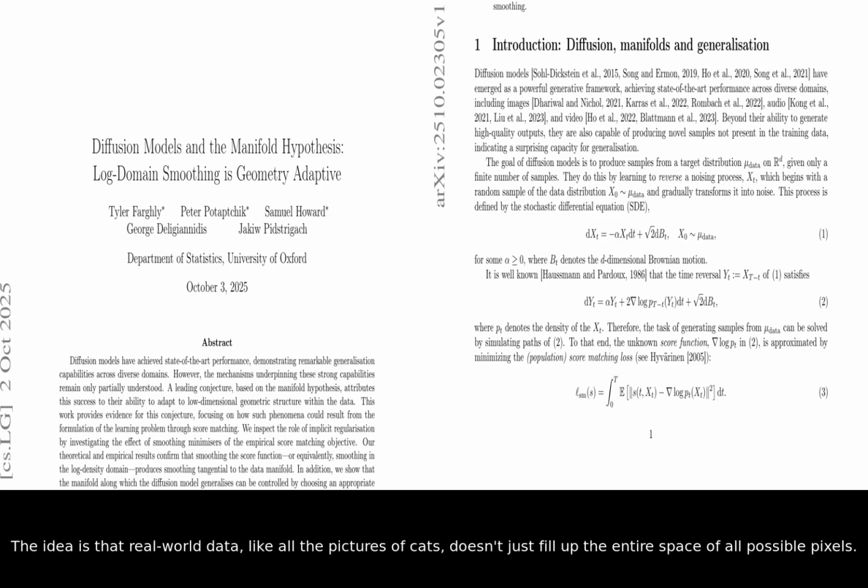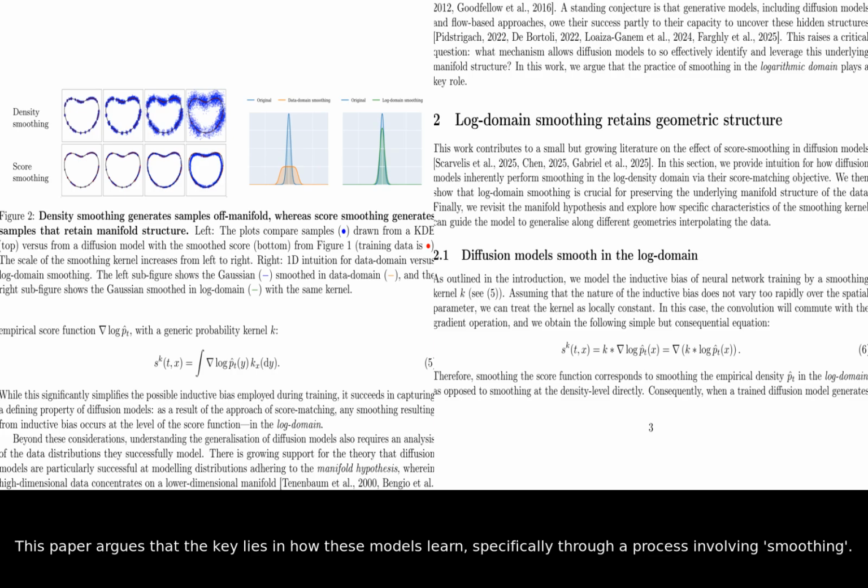The idea is that real-world data, like all the pictures of cats, doesn't just fill up the entire space of all possible pixels. Instead, this data lives on a hidden, lower-dimensional geometric shape, or manifold. The AI's success comes from its ability to find this hidden shape and learn how to create new points on it. This paper argues that the key lies in how these models learn, specifically through a process involving smoothing.